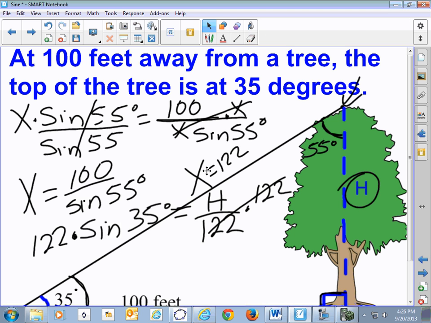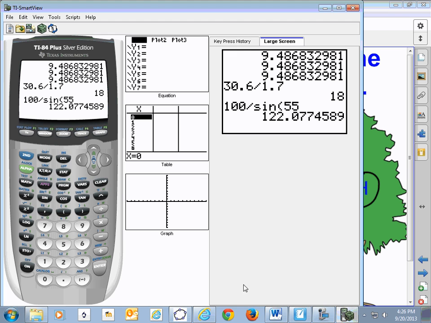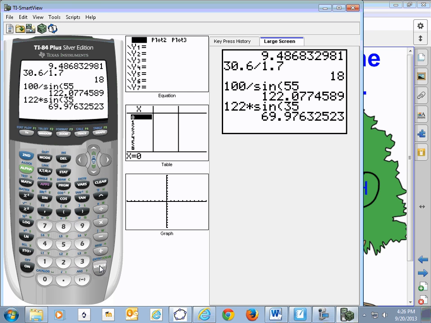So let's get our TI calculator back here. 122 times sine of 35. So it's about 70 feet. Close enough.